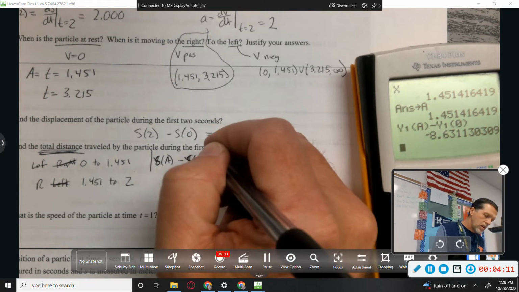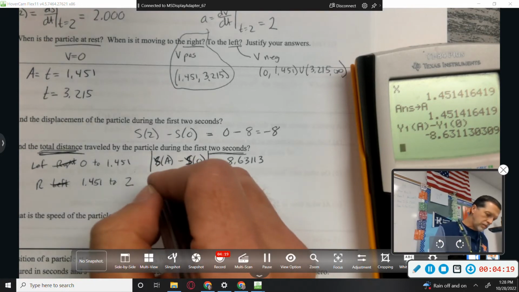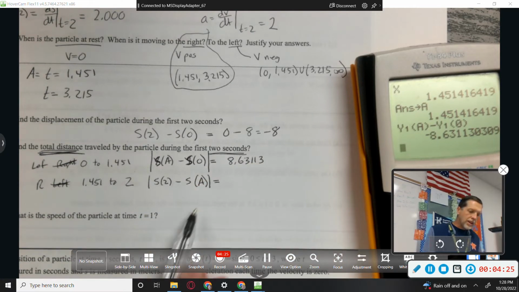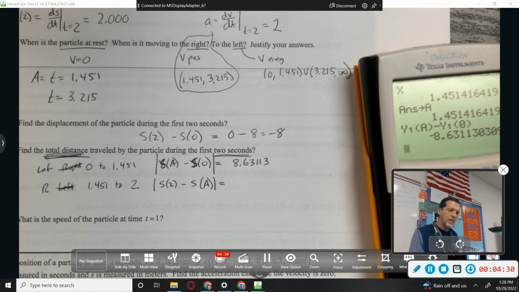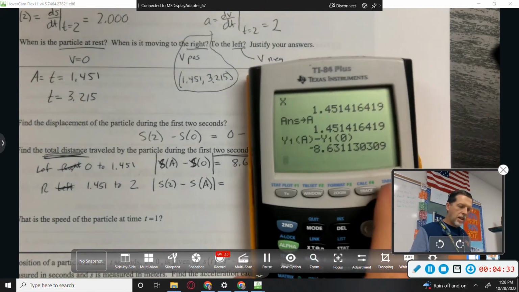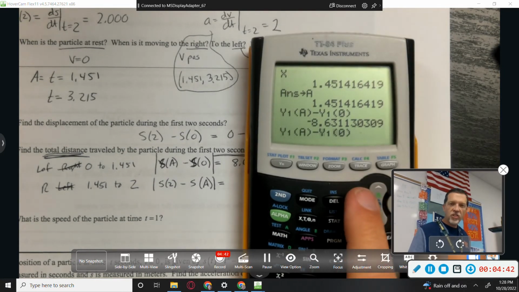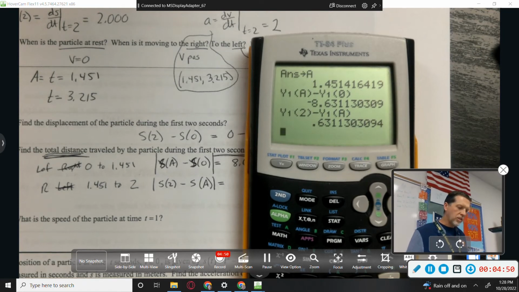So I'm going to put absolute value on there to tell them what I did. I turned it positive, but that's what you're supposed to do. And then S of 2 minus S of A. And again, you can use A, because once you defined what A is, you're okay to use that. Now, rather than hitting all those buttons again, I'm going to scroll up, grab that, and then just change it to 2 and A. That one should be positive because it was moving to the right.